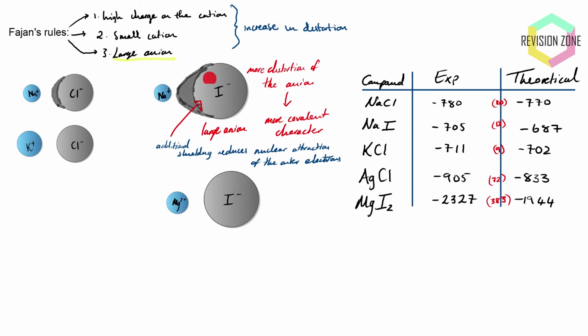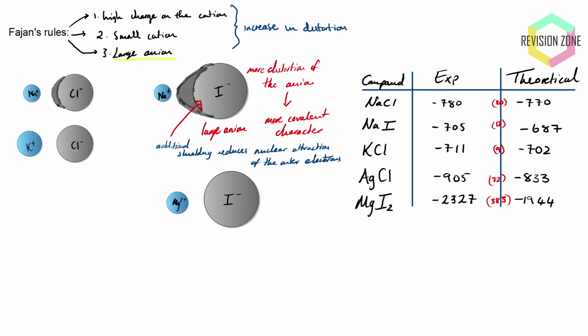For the same reason, this is larger, because the outer electrons are held less tightly, or there's less nuclear attraction on those outer electrons, so it's a bit more diffused. Therefore, we get a weaker attraction on this electron cloud of the chloride. So we expect to see a little less distortion.